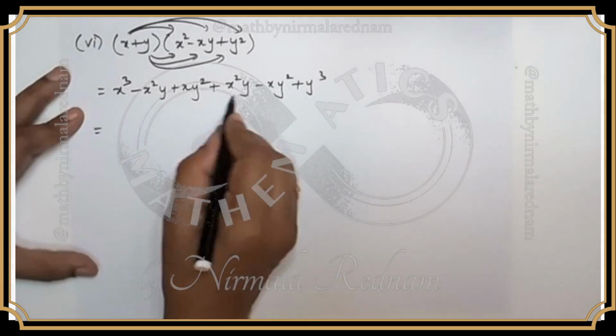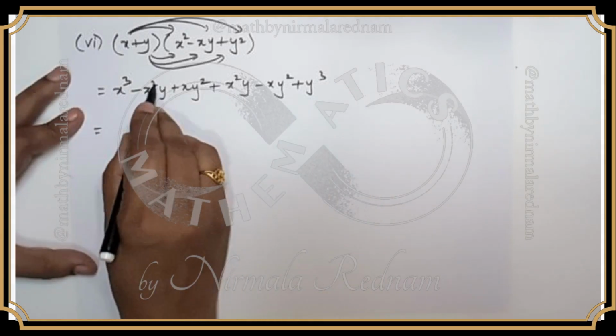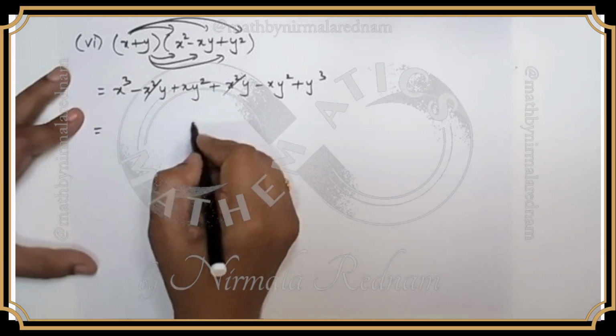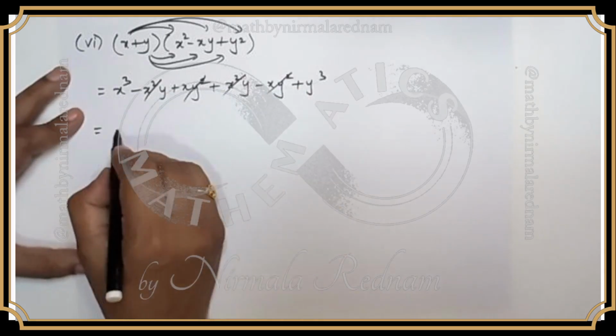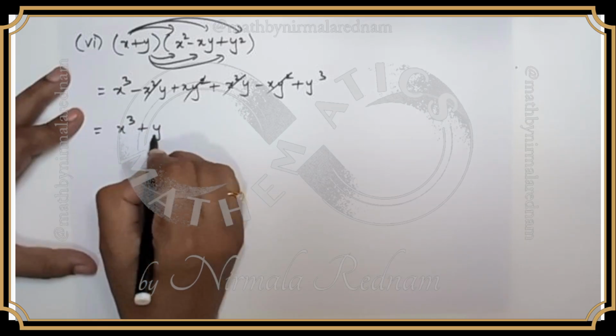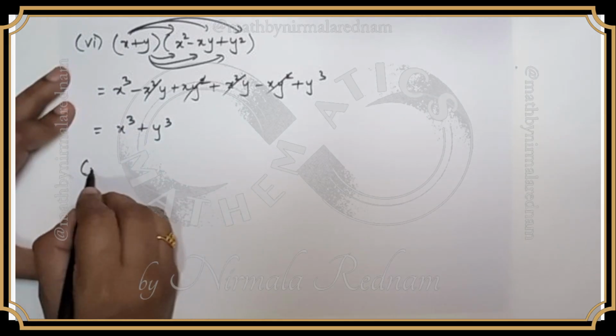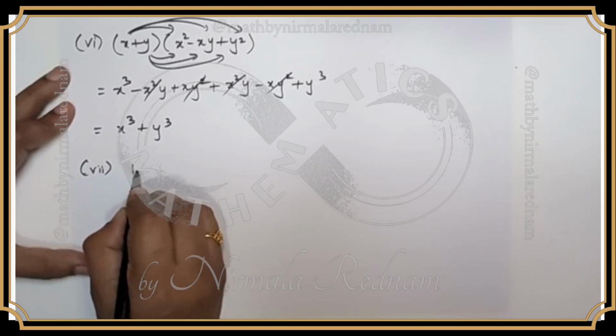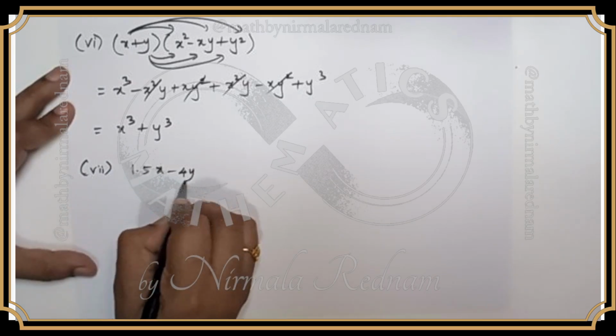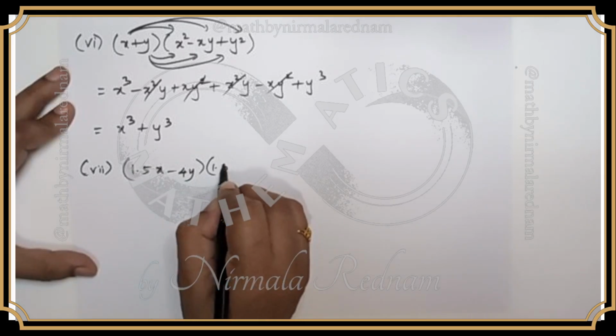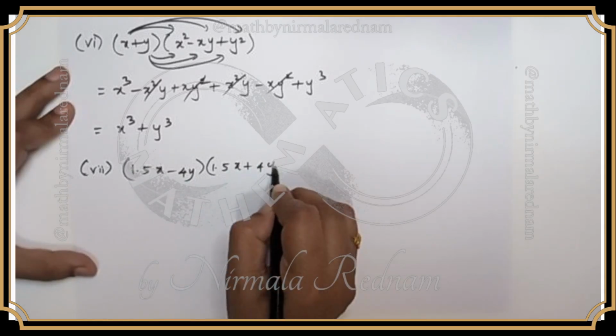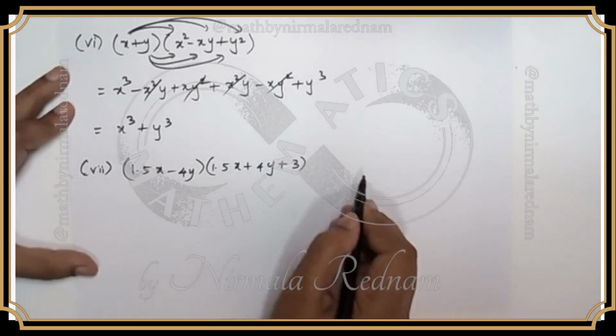So you can see that there are a few like terms, for example x square y, I have minus here and plus here, I can cancel it. Similarly xy square. So the answer is x cube plus y cube, right? Next question, 1.5x minus 4y into 1.5x plus 4y plus 3. And then you have some other terms.